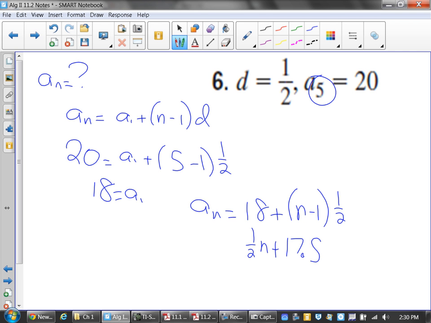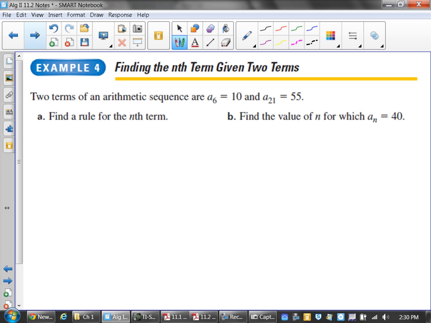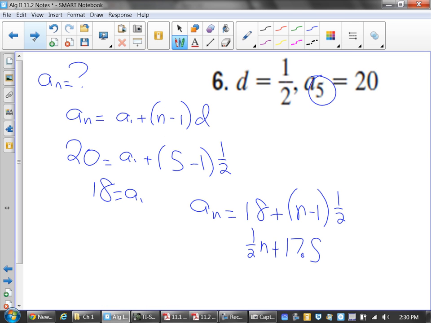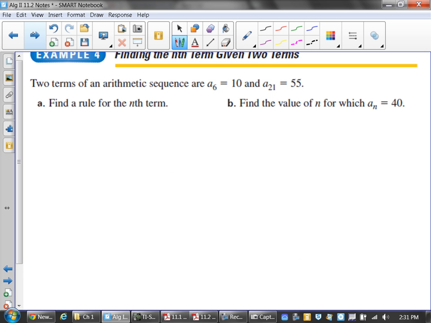I'm just writing an equation. So writing the rule for the sequence. And that sequence has this rule to it. This sequence that has the difference and the fifth term of 20 has that as its rule. So a sub n equals 1/2 n plus 17.5? Yep. All right.